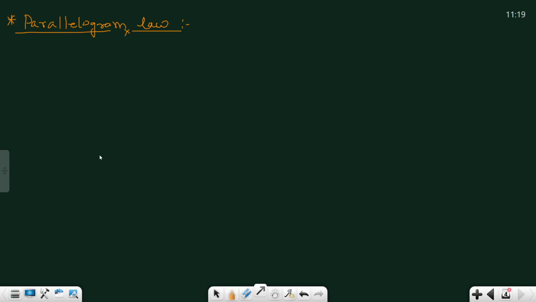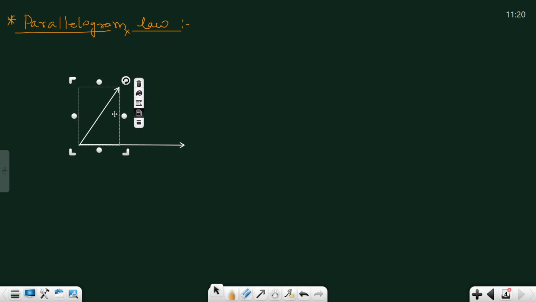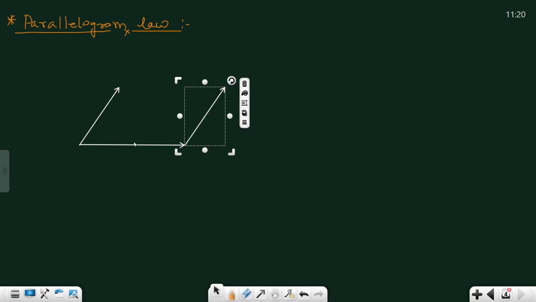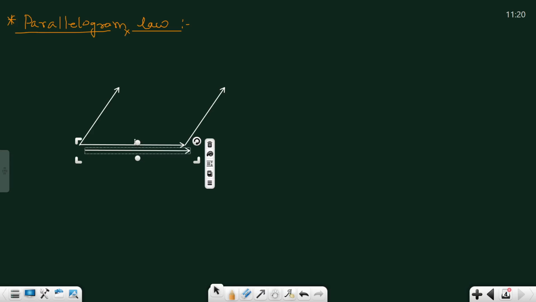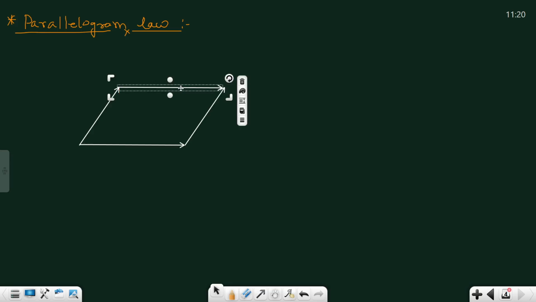In this law, you just need to draw the vectors. This is A vector. This is B vector. Again, if you parallel shift this vector like this, and this vector like this, in the parallelogram method, you can see the shifting of vectors.